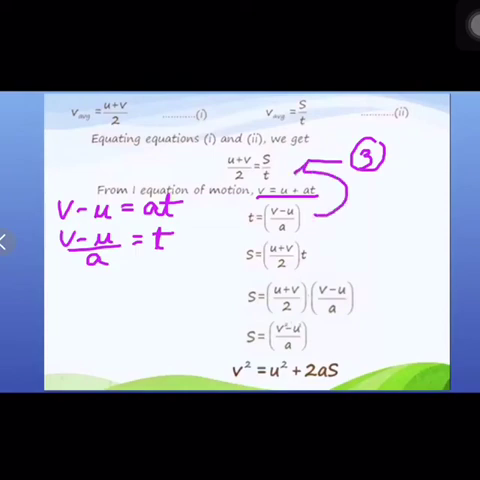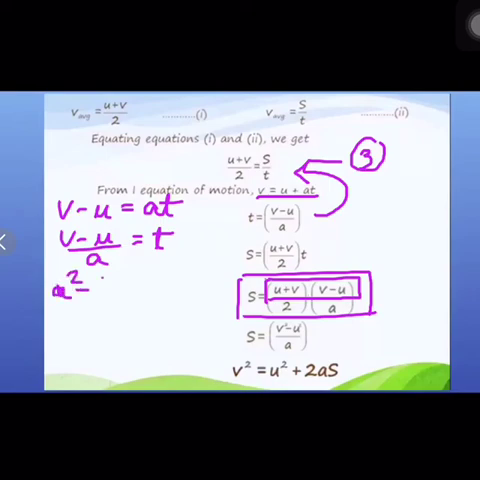Now put this value of t in equation number 3, and you will get this equation, that is s is equal to (u plus v upon 2) multiplied by (v minus u upon a). The numerator resembles an algebraic identity, which is a square minus b square is equal to (a minus b) times (a plus b).